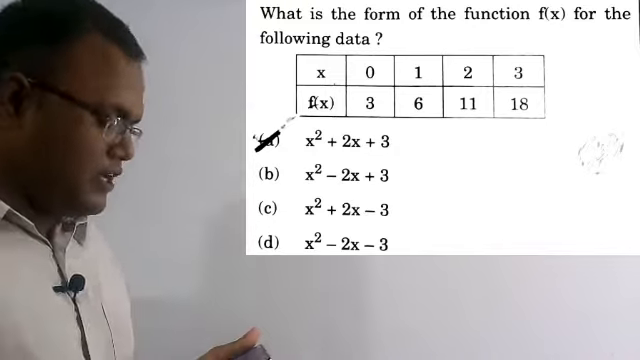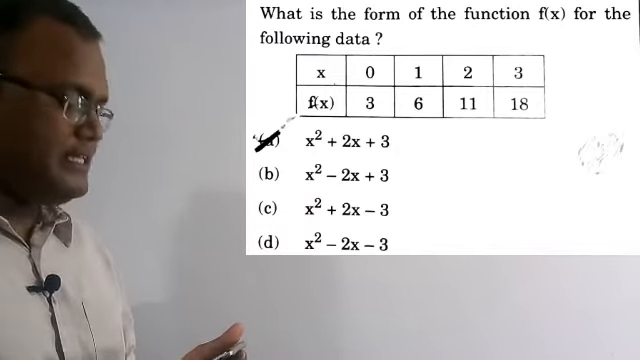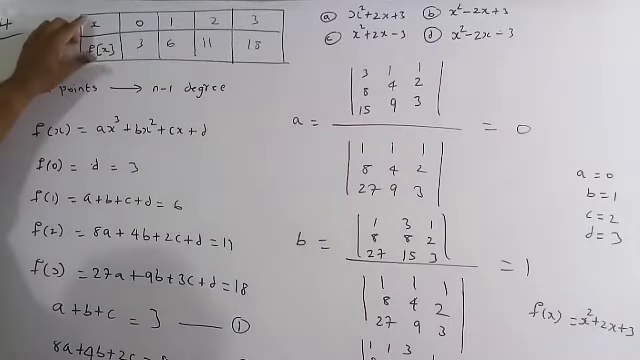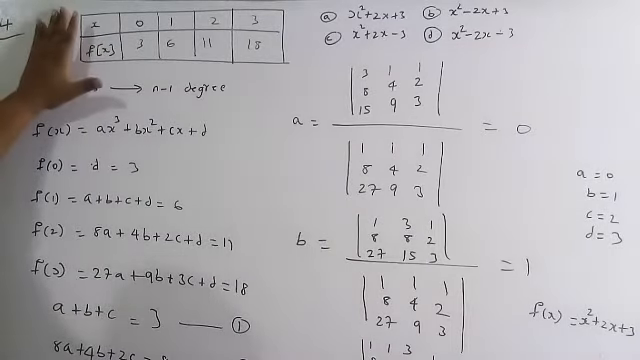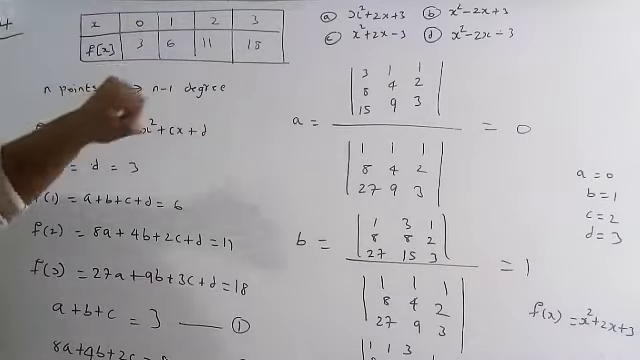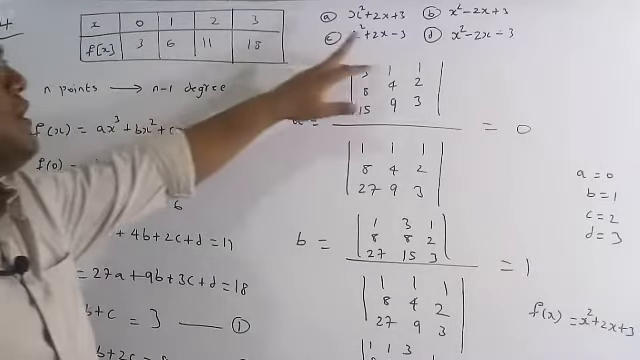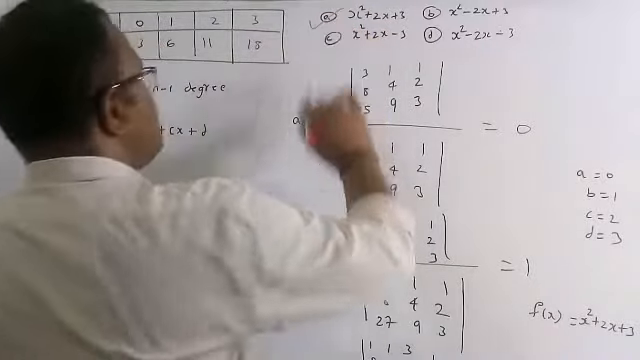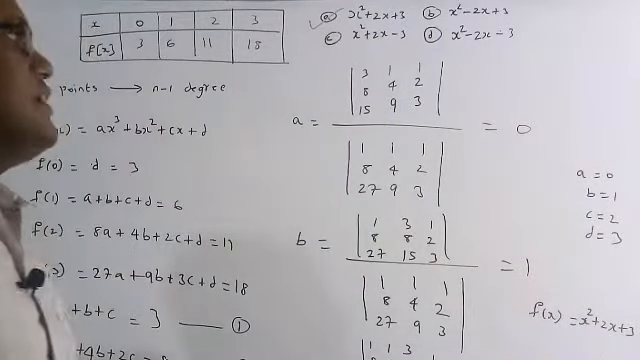So what are the four options? Option A, x square plus 2x plus 3, is the correct solution of this question. So let's solve this numerical. We need to find an equation f of x which is going to satisfy all these points. Out of the four options, if you do it by the substitution method, only one option is going to satisfy. So blindly we can say that option is the correct solution of this question.